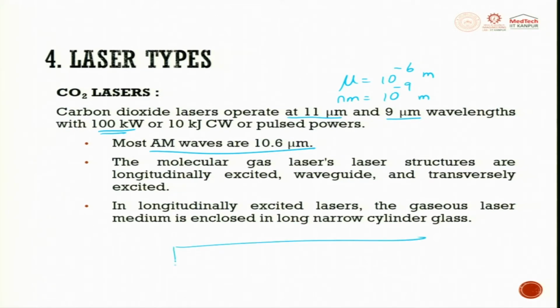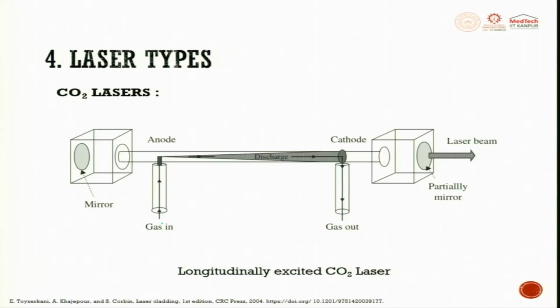So, it is like this, a long narrow glass cylinder, and then you fill it up with gas, and you excite it either by light, flash lamp, or by electrical excitement. This is the glass tube. You can see gas in and gas out happening. You have the anode at one side, the cathode at the other side. This is a 100% mirror and this is a partial mirror. So, it goes back and forth, back and forth, and then it exits out.